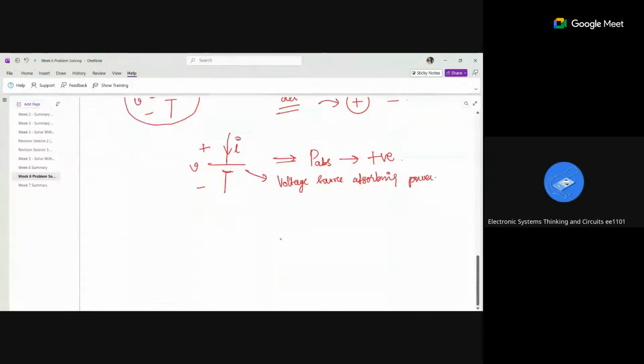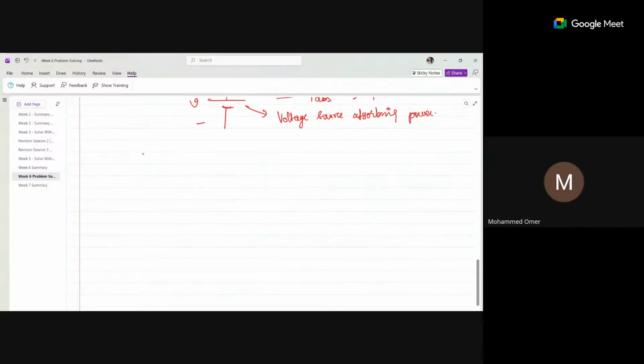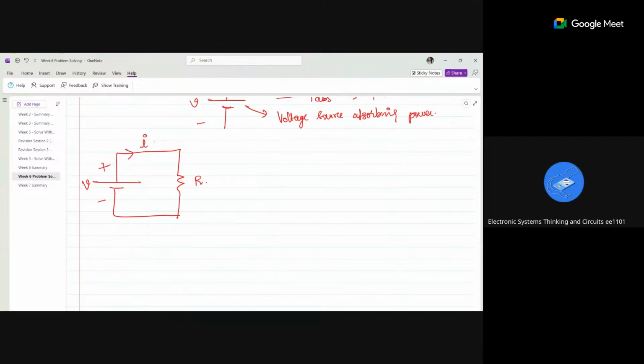Shall we summarize it once? So there is a resistor R and there is a voltage V. The current is flowing in this direction. The same voltage will be across the resistor also, right? So if you take the voltage source, power delivered by the voltage source is positive, plus VI. The power absorbed by the voltage source is negative, minus VI.